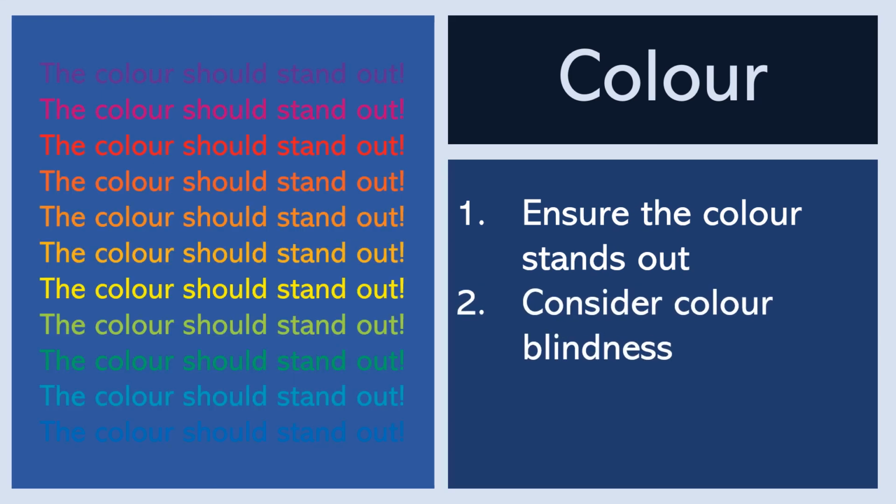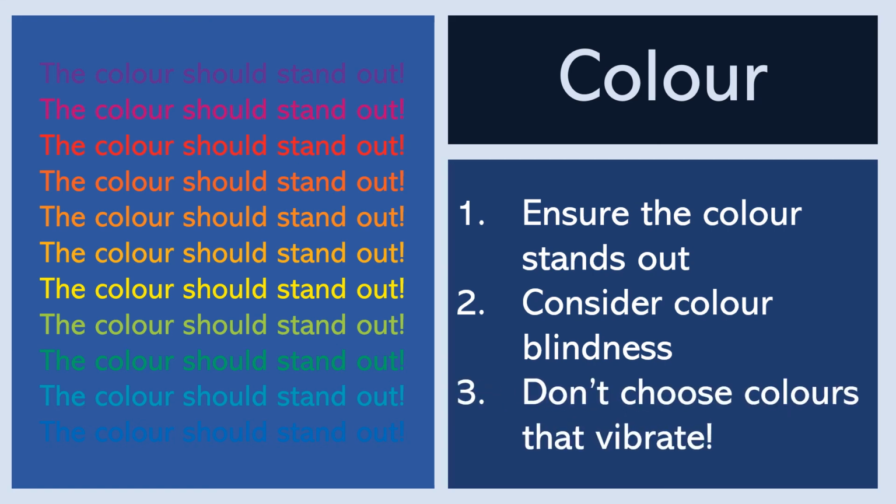Now, in addition, we want to consider color blindness. Not all of your audience members will be able to distinguish colors in the same way, so we don't want to use colors that might blend in or be difficult to discern from the background. Up top on the left now we have the color purple, on the very bottom we have a teal, and in between we have colors like red, orange, and yellow. Make sure the color you use stands out, and in addition, don't choose colors that vibrate against each other.